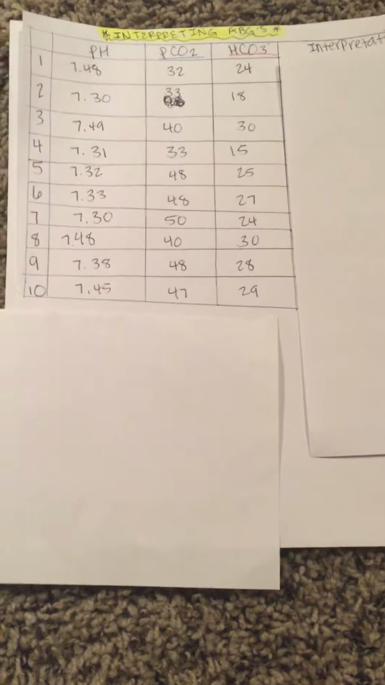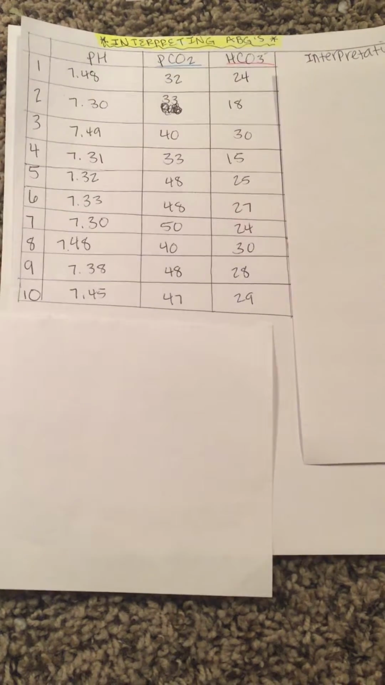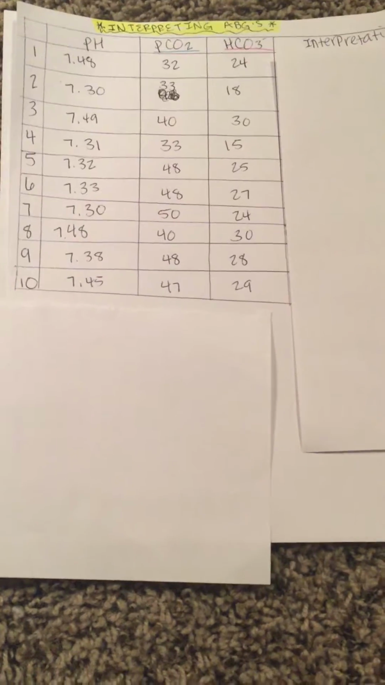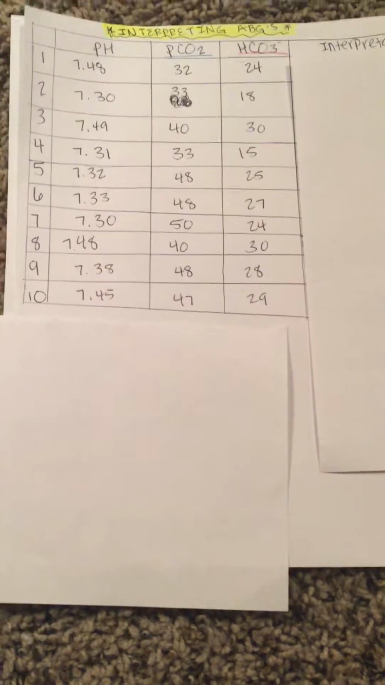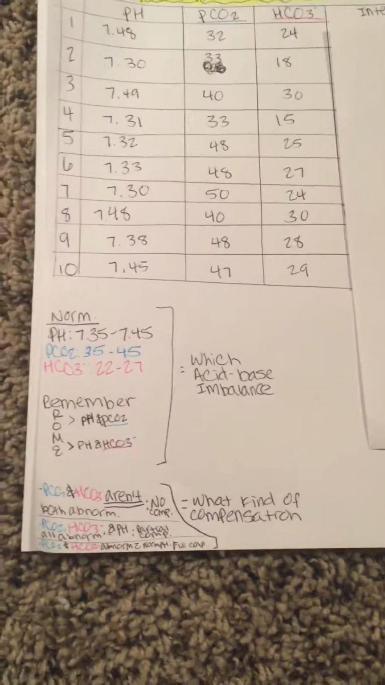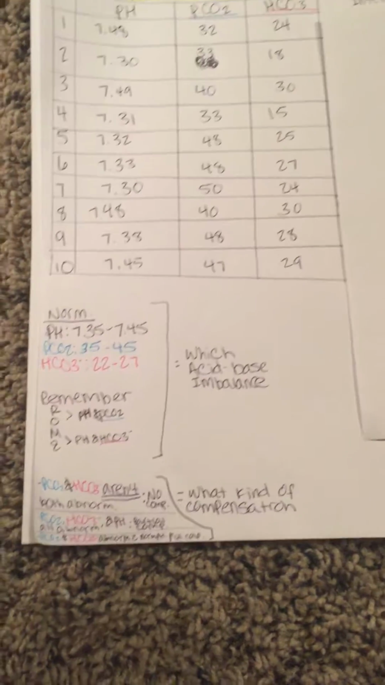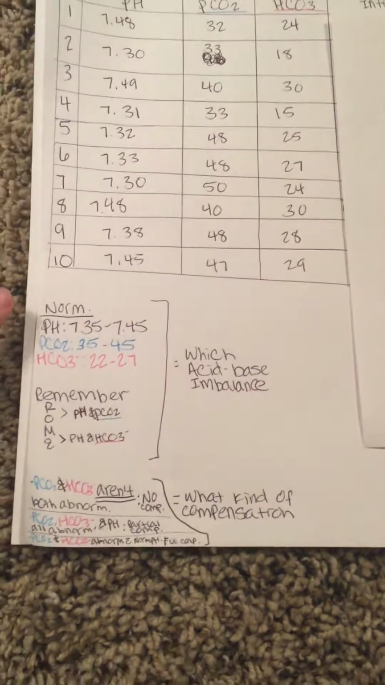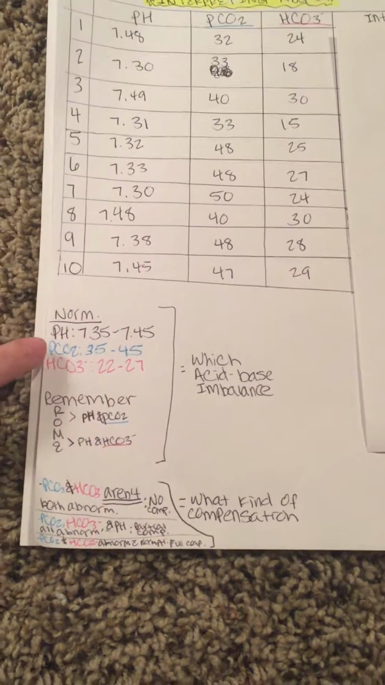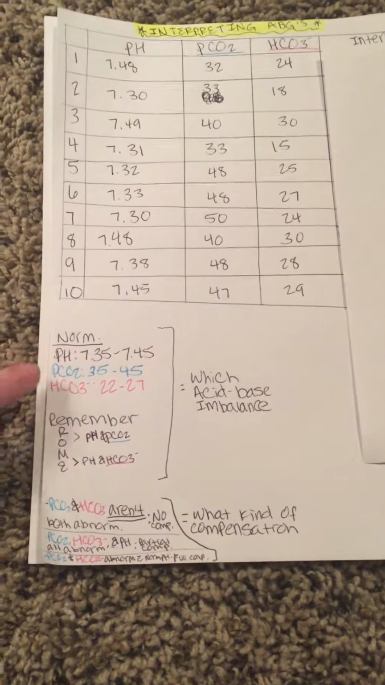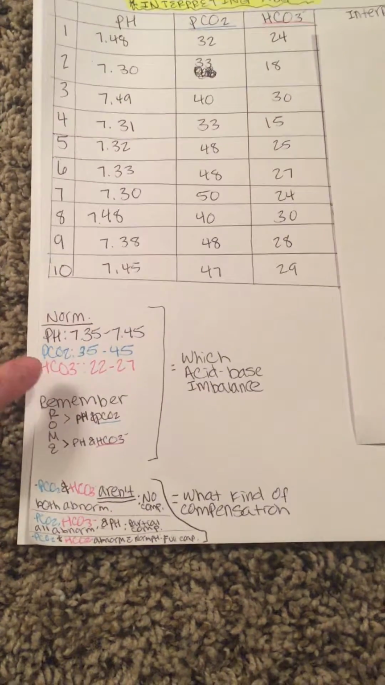Hey guys, so in this video I'm going to help you with interpreting your arterial blood gases. So you'll have maybe a chart like this on a test or an assignment. Before you even start, I would just write down what I call a brain dump. It's information you already know, but it's helpful when it's all jumbled in your head to have it down on paper. So go ahead and write down your normal pH, your PCO2, your carbon dioxide, and your HCO3, your bicarb, okay?